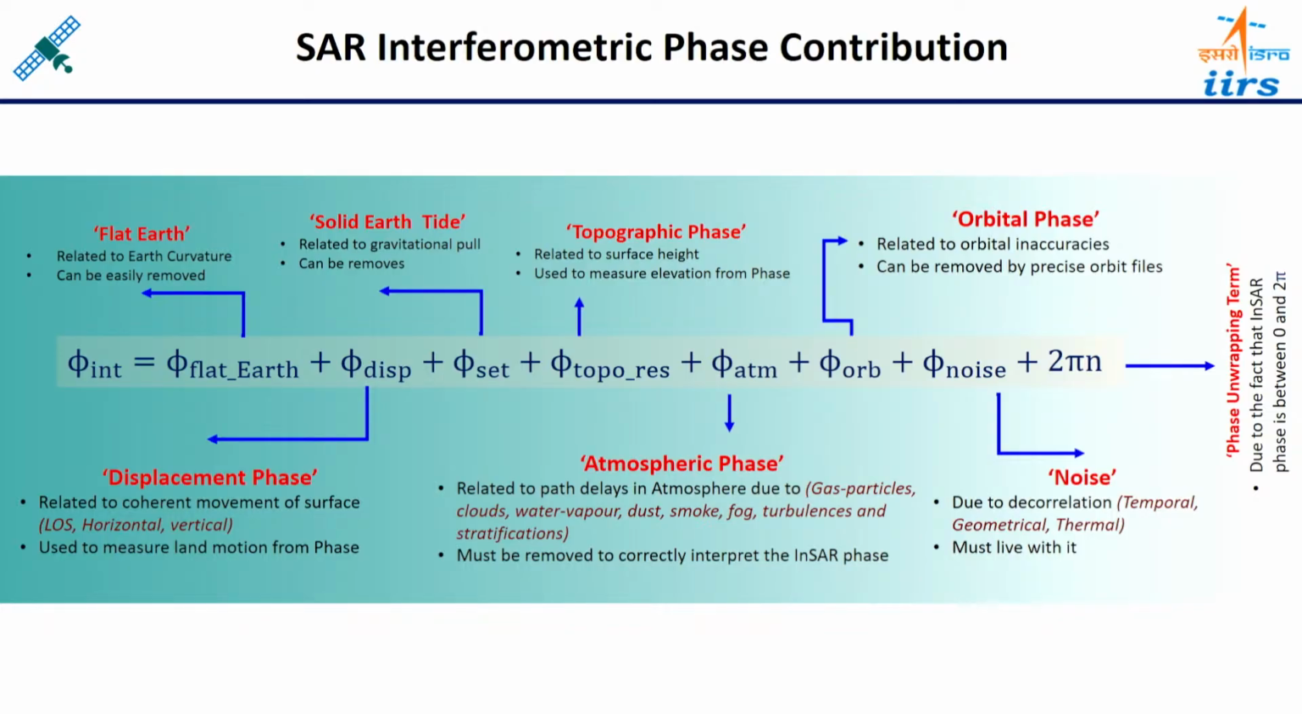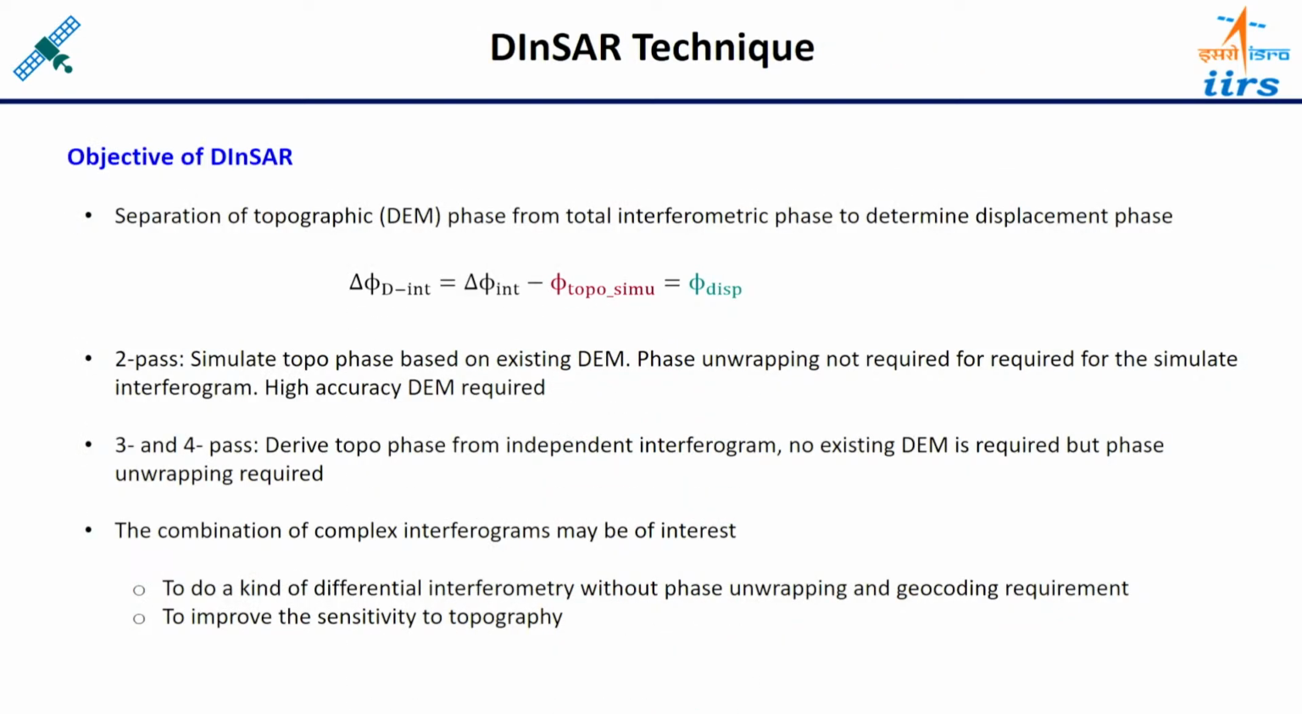Now the extended version of the same equation is written here: phi flat earth, displacement, SCT, topographic, meaning the regions by which these components are contributing. You can read these later on, but I have already explained them. Here the InSAR technique, as I already mentioned: phi displacement, differential interferometry, equals interferometry minus topographic phase, equals displacement phase. It may be 2 pass or 3 and 4 pass InSAR techniques.